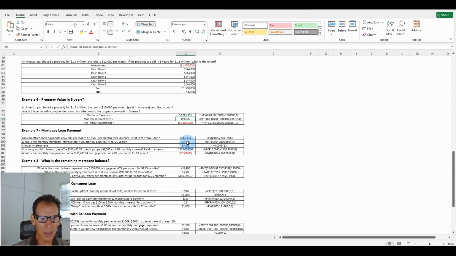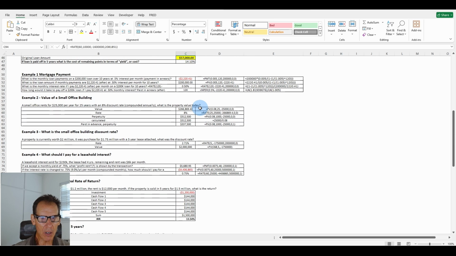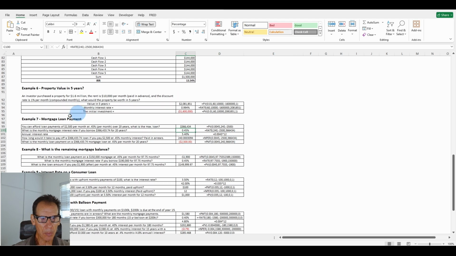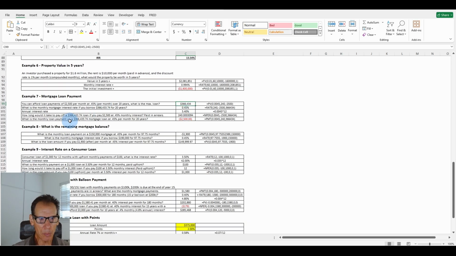And what's that monthly interest rate? We're using the exact same stuff as we used up here. Mortgage loan payment. We're just going through the exact same methodology as I did up here. This is just practice. So mortgage loan payment. Here we're asking what the max loan is. We're looking at what is the monthly mortgage interest. Based off this number here, we're going to look at what is the monthly loan payment on a $366,000.